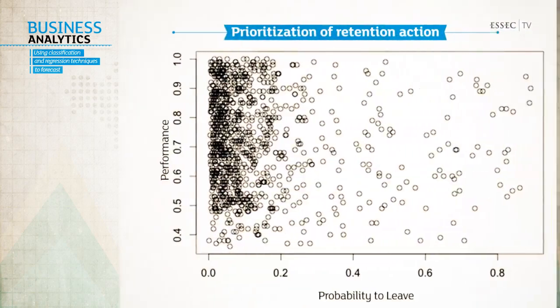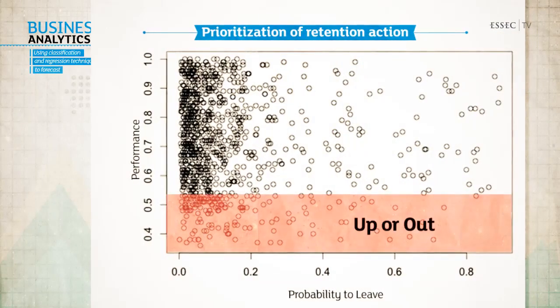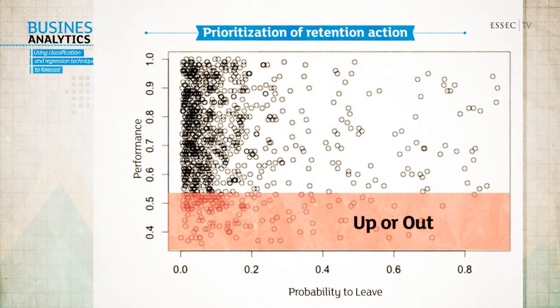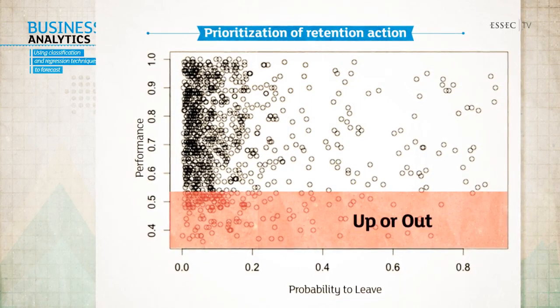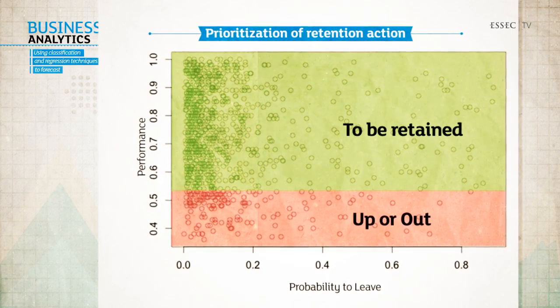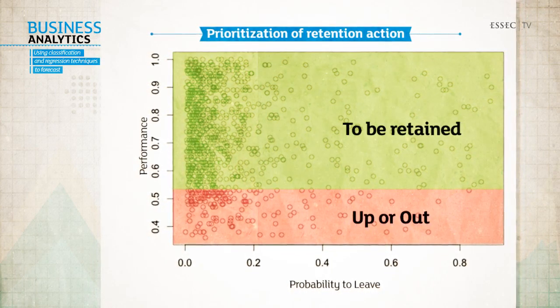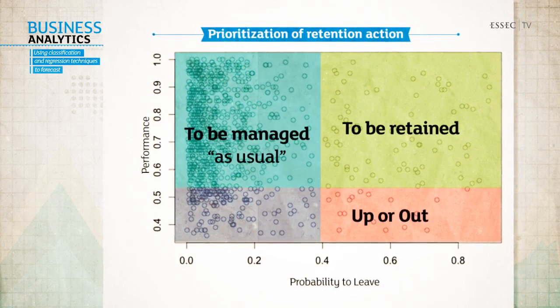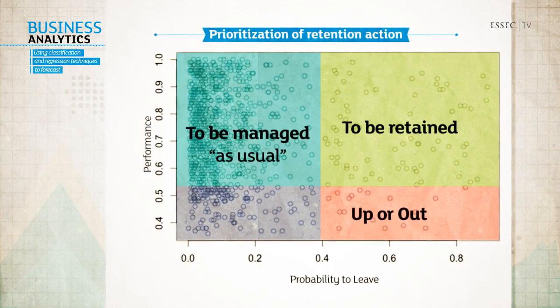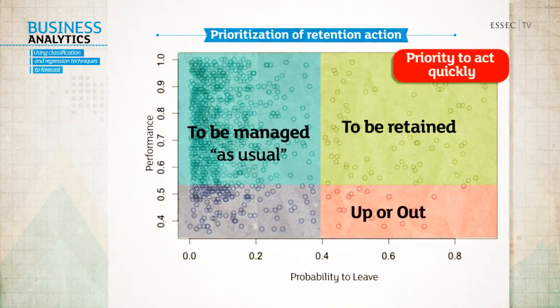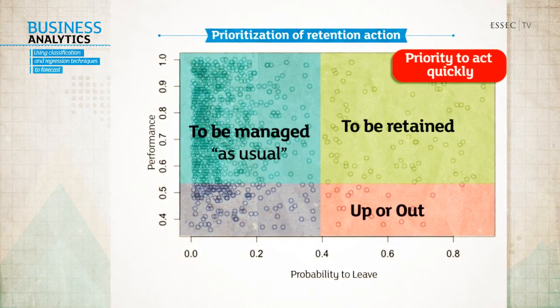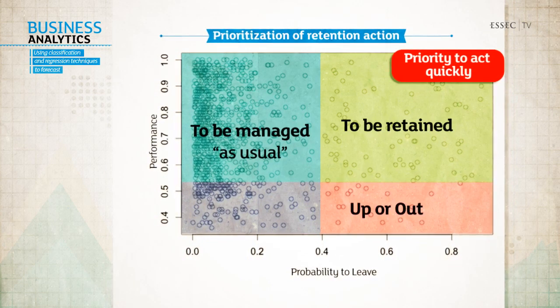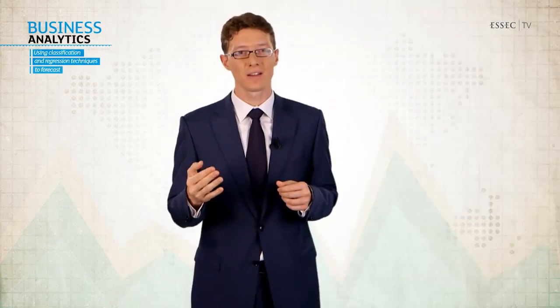We can then work on a 2-by-2 matrix. We first have the employees that are underperforming. We should improve their performance. Then we have those who are performing okay and that we should retain. Among those we want to retain, some employees are not likely to leave soon, so we should manage them as usual. And then, on the short run, we should focus on those with a good performance and a high probability to leave. To establish our priorities for each employee in a quantitative way, we could, for instance, multiply the probability to leave with the performance.